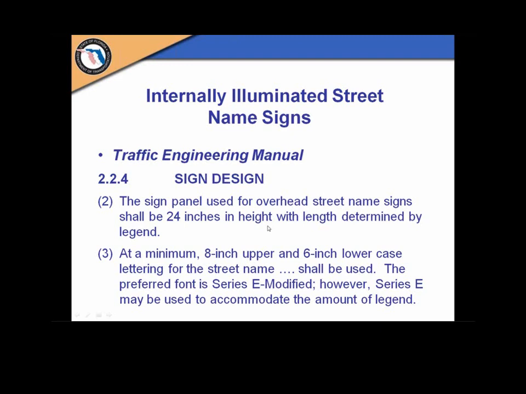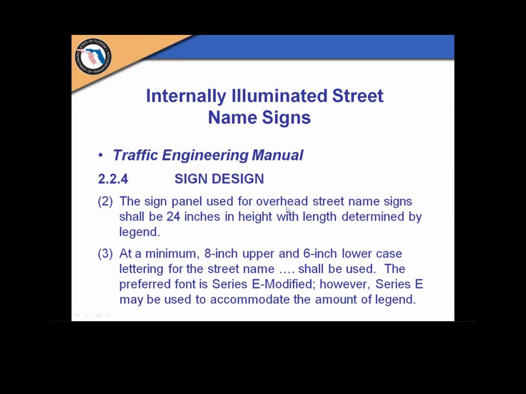The next issue is internally illuminated street name signs. There's a combination of issues going on with internally illuminated street name signs that we were trying to correct. Right now, street name signs are addressed in the traffic engineering manual in section 2.2.4. I just wanted to show you a couple of these, what it says in the traffic engineering manual, to kind of understand what we were trying to accomplish.